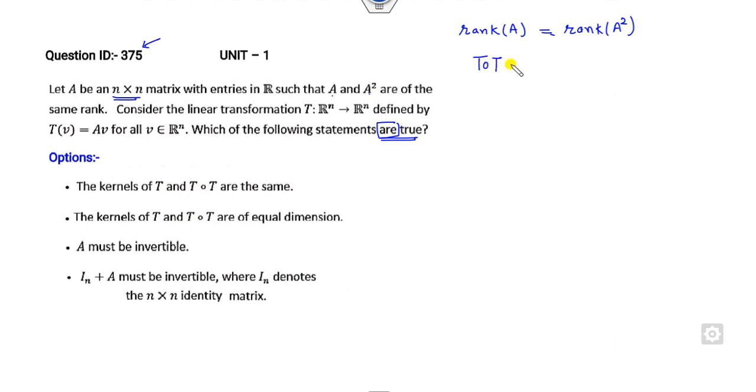What is the T circle T? So we can see if we apply the mapping V, what will happen? The T of V is my AV, it is given to you. And what is that? This is nothing but A square V.